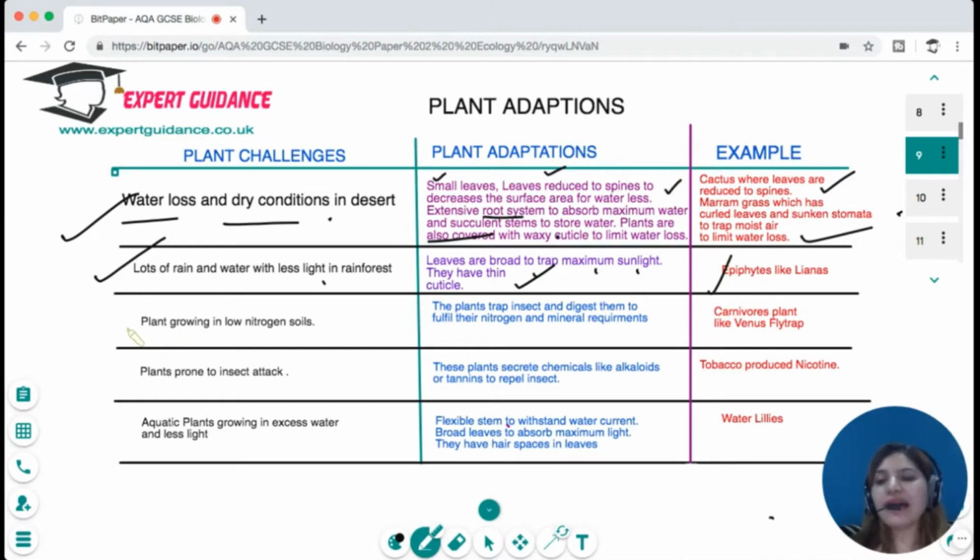Then there are plants which are growing in low nitrogen soils. These plants trap insects, which helps them to digest them and fulfill their nitrogen and mineral requirements. For example, carnivorous plants like Venus flytrap.